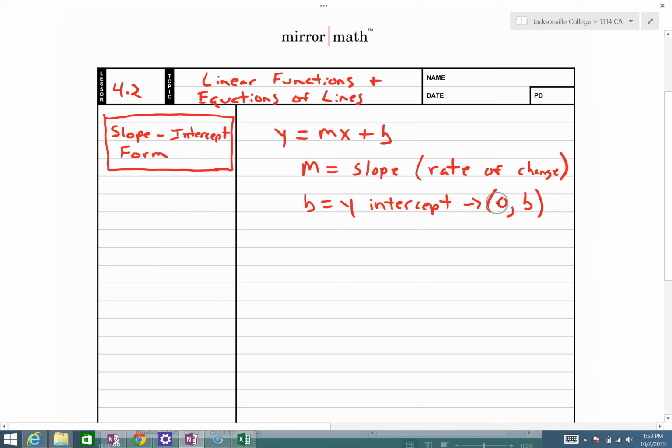Graphically, here's the point where x is 0. This b will be the y-intercept, and you can see if I substitute 0 in place of x, 0 times m, whatever it is, will be 0, and y will be equal to b. This is the point where the line crosses over, and this b is the y-intercept.